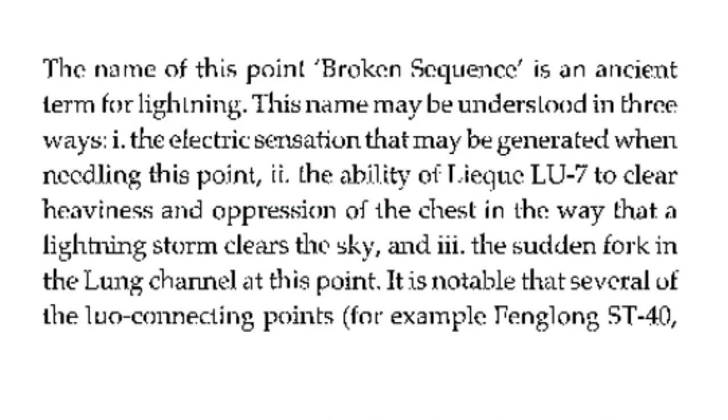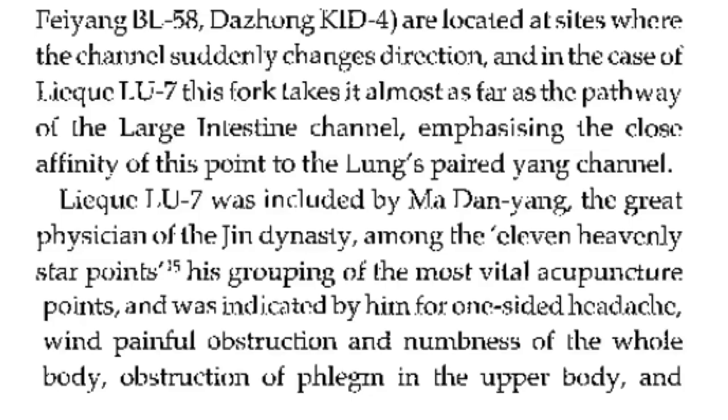It is notable that several of the Luo-connecting points, for example, Stomach 40, Bladder 58, Kidney 4, are located at sites where the channel suddenly changes direction. And in the case of Lung 7, this fork takes it almost as far as the pathway of the LI channel, emphasizing the close affinity of Lung 7 to the lung's paired yang channel.